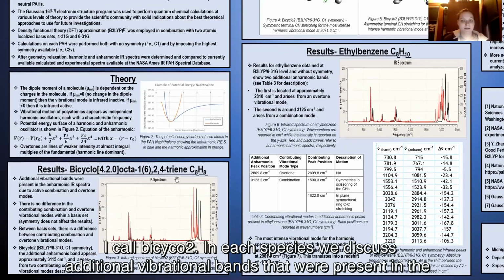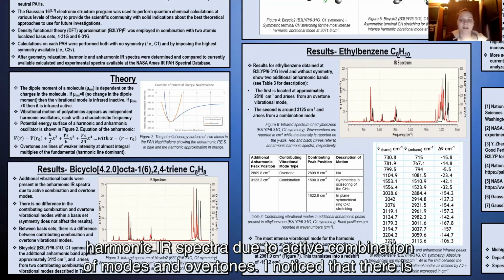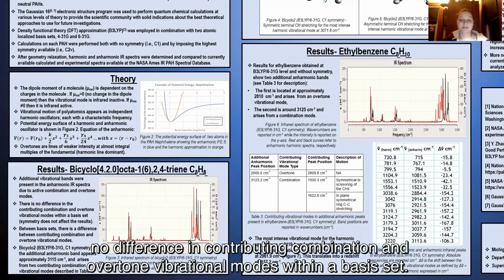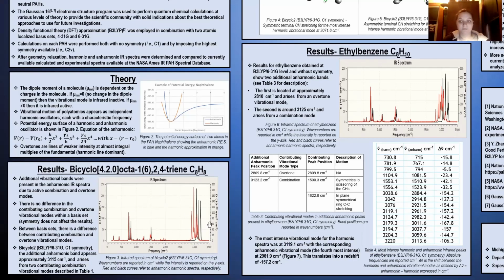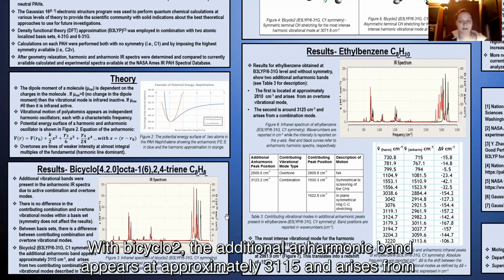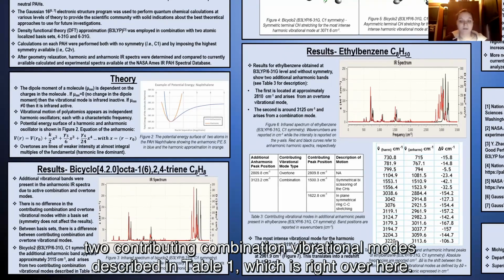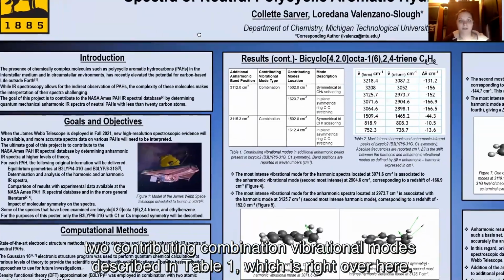Then we have results. The first species I call bicyclo 2. In each species, we discuss additional vibrational bands present in the anharmonic IR spectra due to active combination of modes and overtones. I noticed that there is no difference in contributing combination and overtone vibrational modes within a basis set, so no symmetry does not affect the results. Figure 3 is the infrared spectrum of bicyclo 2. With bicyclo 2, the additional anharmonic band appears at approximately 3115 and arises from two contributing combination vibrational modes described in table 1, which is right over here.